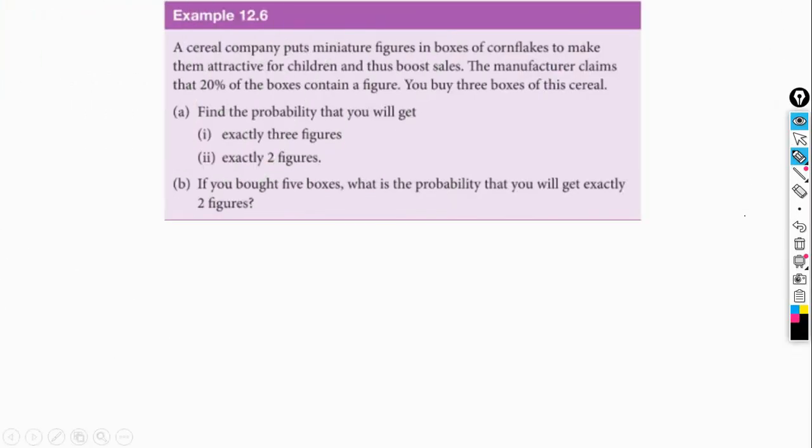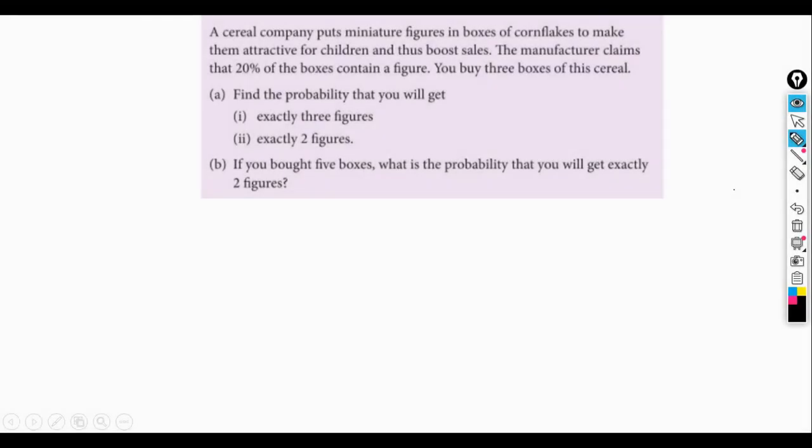We begin by looking at example 12.6, and it says, a cereal company puts miniature figures in boxes of cornflakes to make them attractive for children and thus boost sales. The manufacturer claims that 20% of the boxes contain a figure. You buy 3 boxes of this cereal. Letter A, find the probability that you will get 1, exactly 3 figures, and 2, exactly 2 figures.